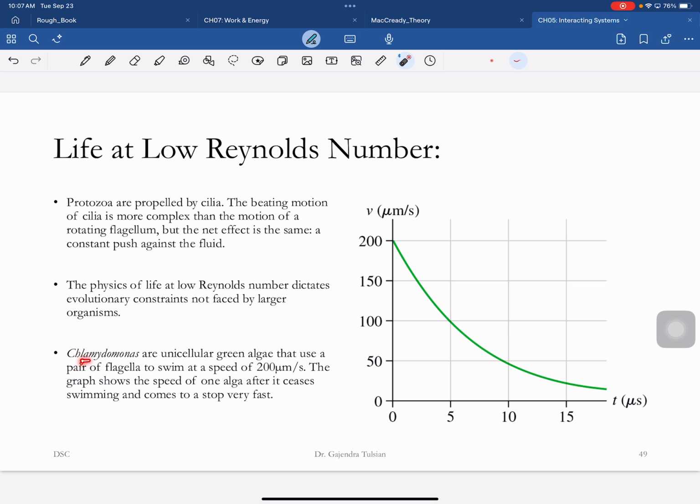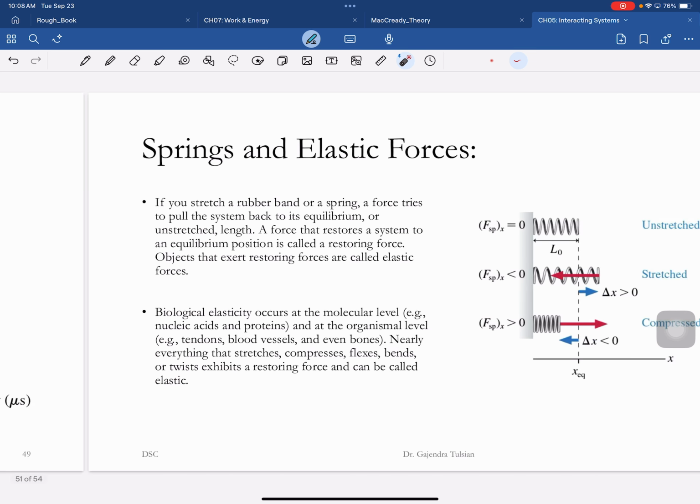So here's a Chlamydomonas. It's a unicellular green algae. It moves at 200 micrometers per second. It uses a pair of flagella. And you see, as soon as it stops rotating its flagella, it will come to a stop in 15 microseconds. So it comes to a stop almost instantly. The graph shows the speed of one algae after it ceases swimming and comes to a stop very fast.